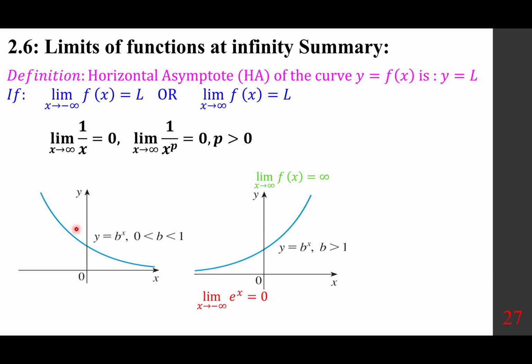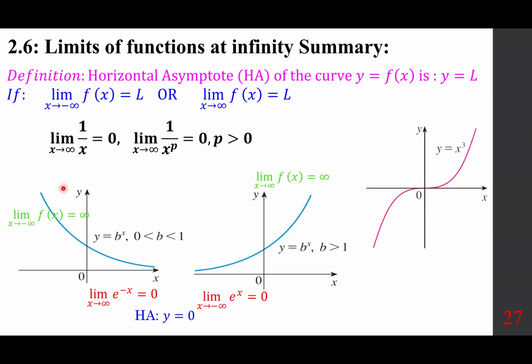For the exponential decay, the limit of e to the power of minus x, as an example, as x approaches infinity is 0, and that means right here, the horizontal asymptote for both cases has the equation y equals 0. That's the definition of the HA. And the limit of f of x as x approaches minus infinity is infinity. It blows up to infinity.